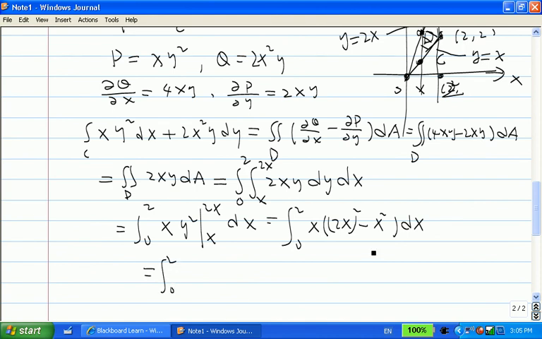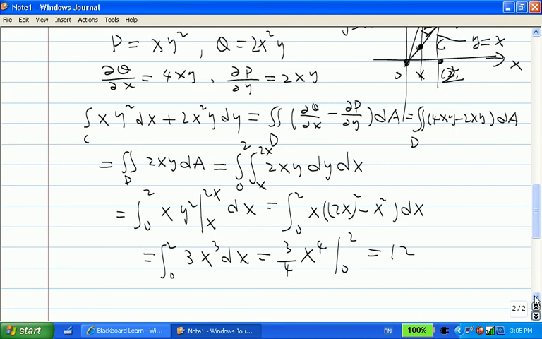Zero to 2. So you got 4x squared minus x squared. You got 3x squared. Then you got 3x to the third dx. Gives you 3/4 x to the fourth, 0 and 2. Gives you 12. You can integrate this one by the direct method, but it's taking you a long time to do it. Okay.